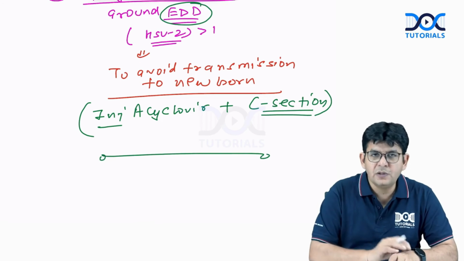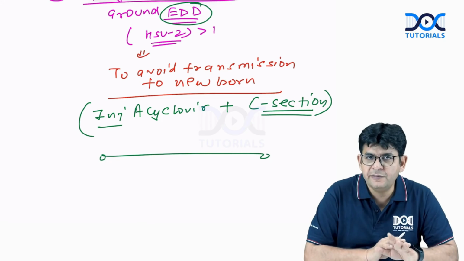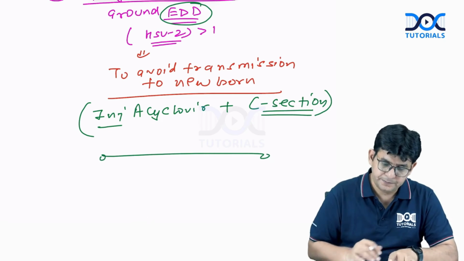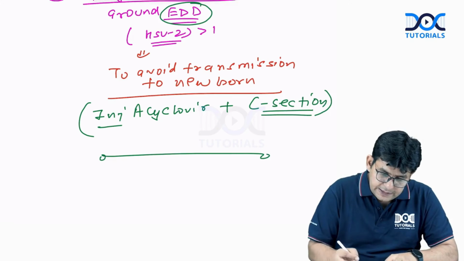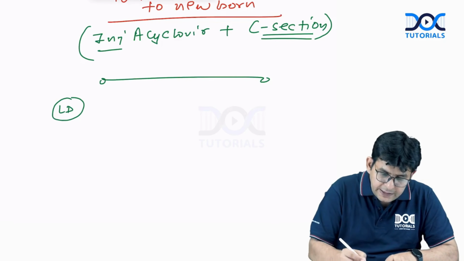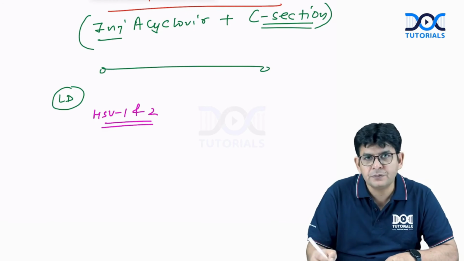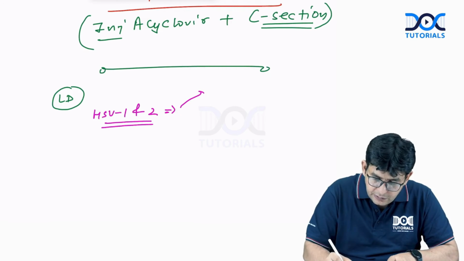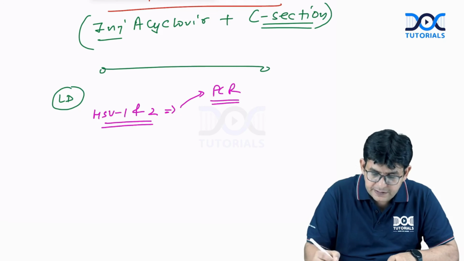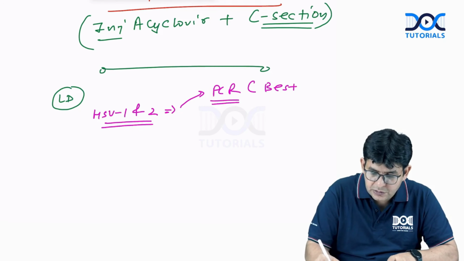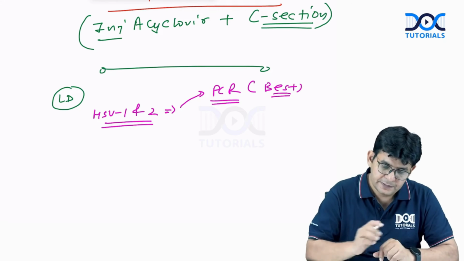And this particular thing is also being asked: what to do if the infection is acquired around the EDD. Now, guys, other than that, if we talk about the lab diagnosis for HSV1 and 2, obviously you will go for PCR, that is the best. It was asked also.